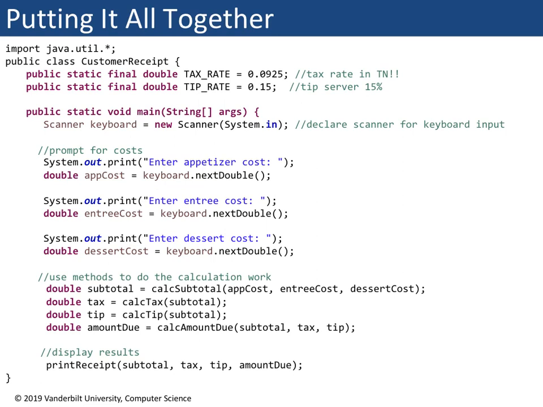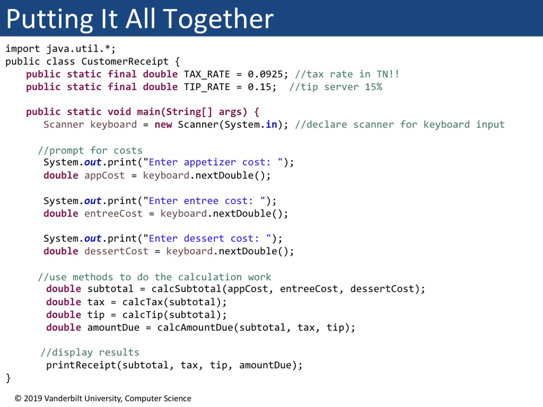And then we will print the receipt. So we pass as arguments, or pass as parameters, the subtotal, tax, tip, and amount due to the print receipt method. And the print receipt method is not going to return anything, so we do not need to capture the value. So it will print the receipt to the console. And this is our entire main method.